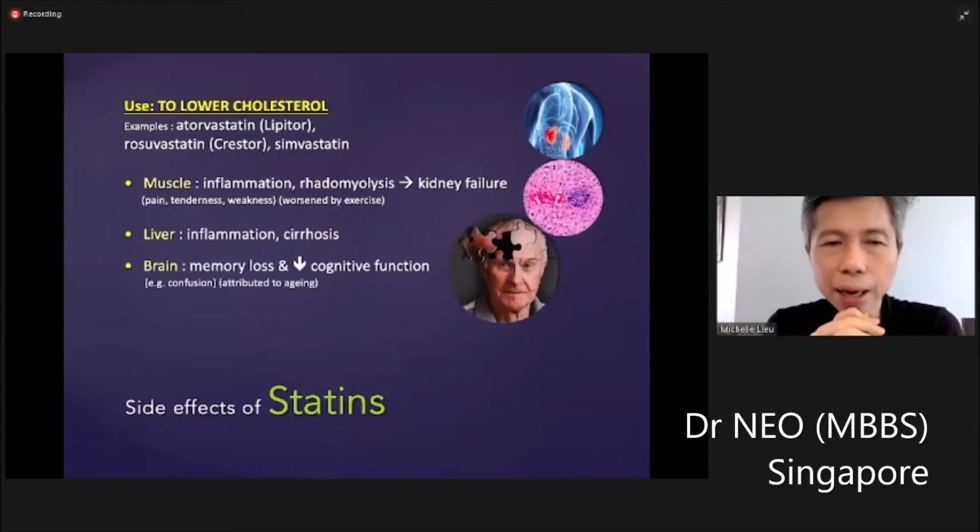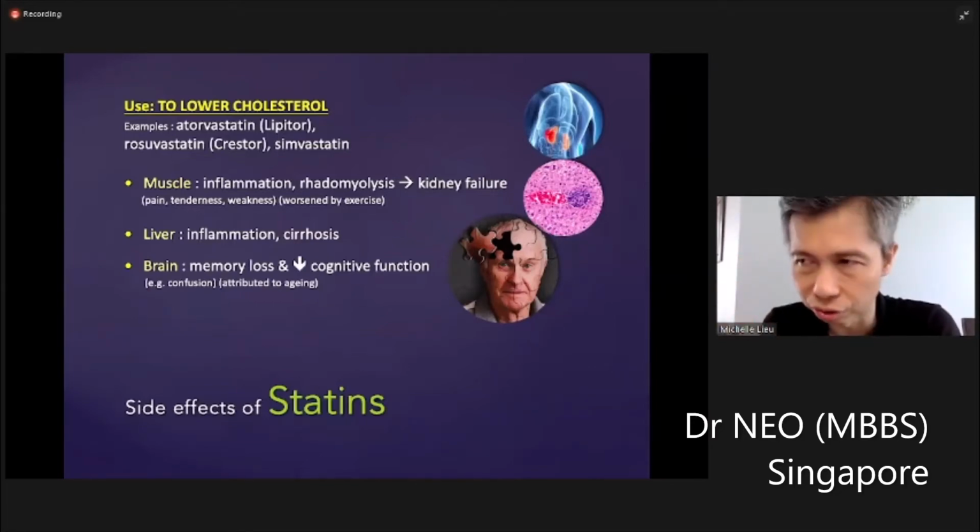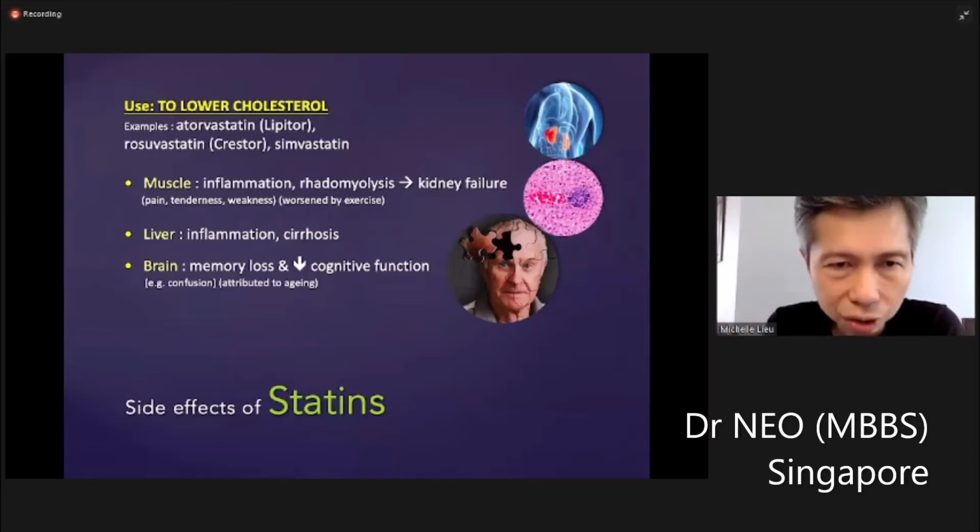The next side effect is that it can cause inflammation of the liver. I'm sure some of you who have taken statins before will have noticed your liver enzymes have gone up. This is because of the statin side effect causing liver inflammation. In some cases, the liver inflammation can be so bad that the liver enzymes run into hundreds, the AST, ALT, etc., goes up even into thousands as well. I've seen it for myself.